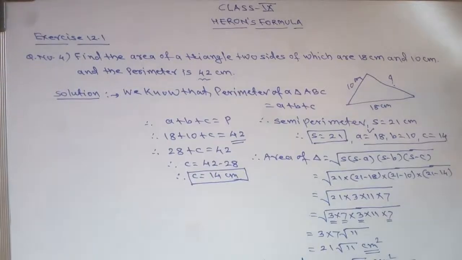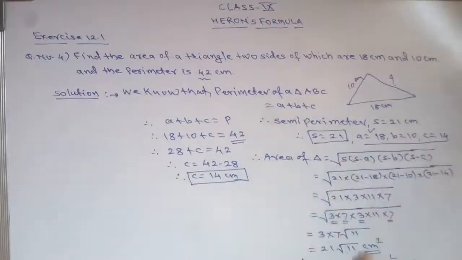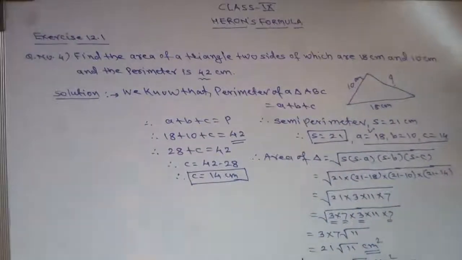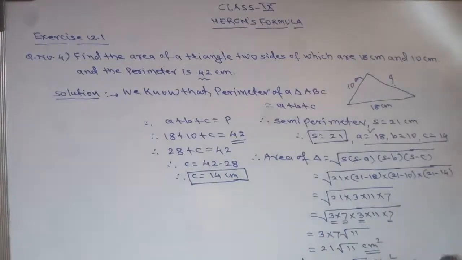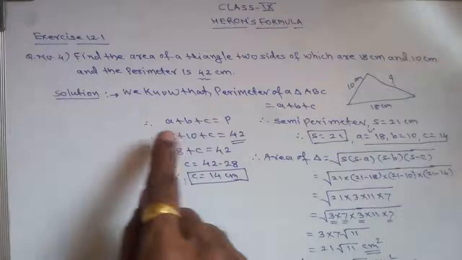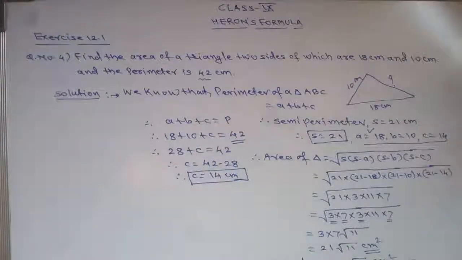So in this way, students, we can find out the area of the triangle if two sides are given and perimeter is given. By using the perimeter, you can find semi-perimeter. Just take half of that perimeter, and using this formula A plus B plus C equals P, we can find the third side. Okay, thank you.